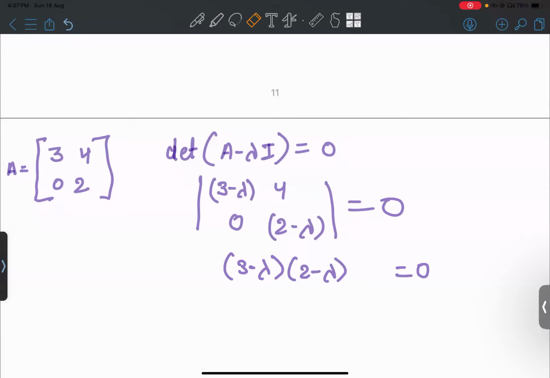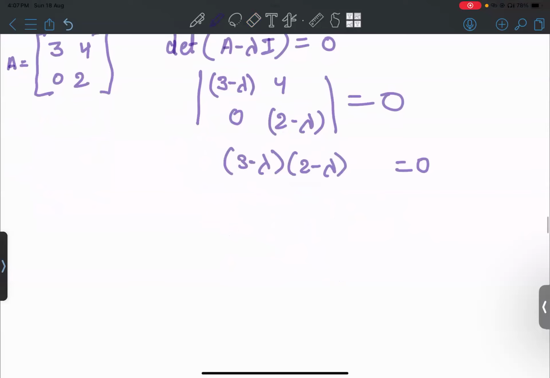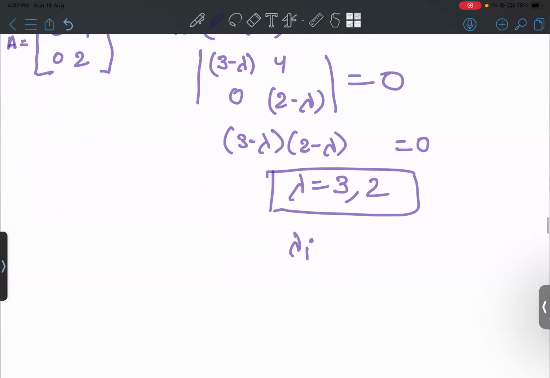This 0 I simply remove. So this will lead to lambda equal to 3, 2. This is my value of lambda, these are my eigenvalues. Now I need to find lambda 1 multiplied by lambda 2 minus lambda 1 minus lambda 2. This will be equal to 3 multiplied by 2, which is 6, minus 3 minus 2. This will be equal to 1. This will be my value.